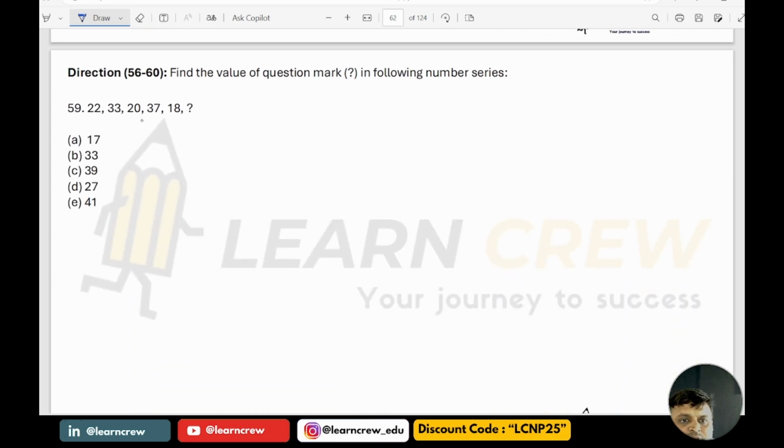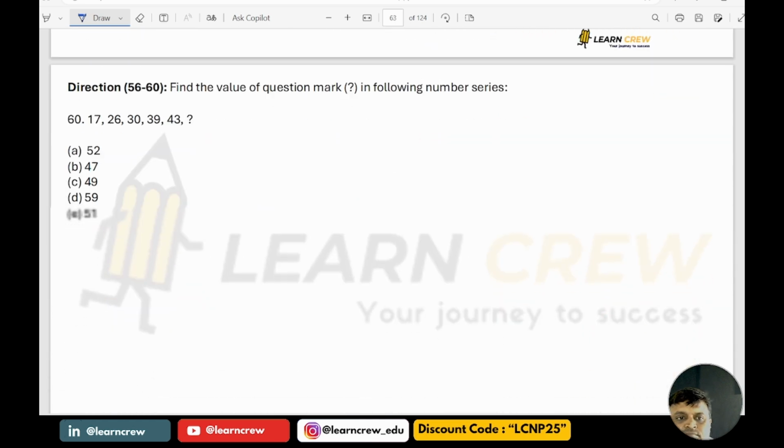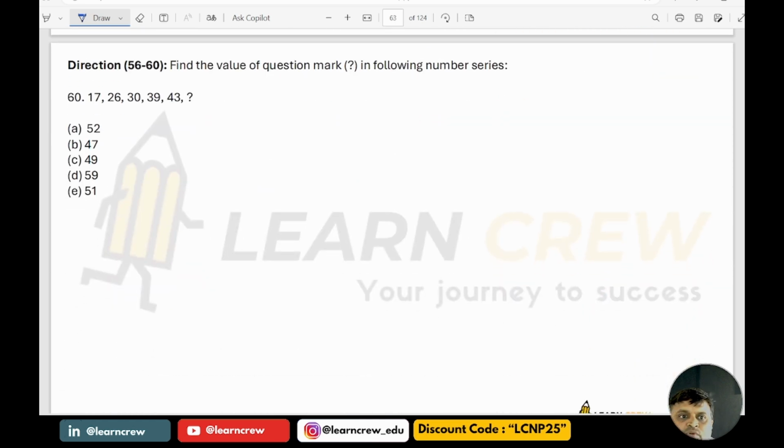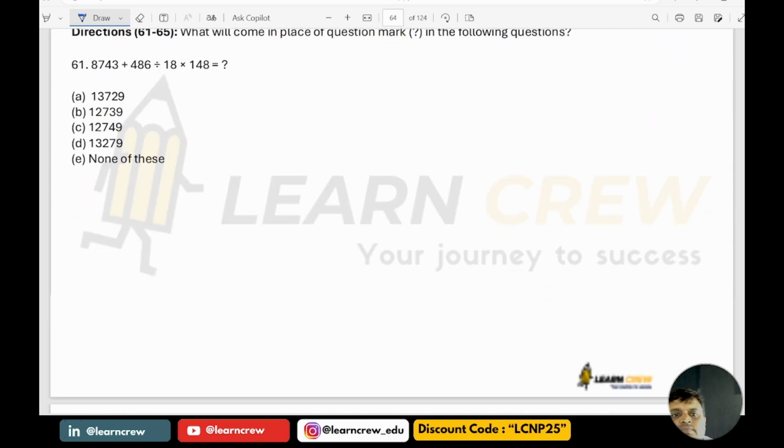22, 33, 20, 37, 18. 22, 20, 18. 33, 37, 41. Now 17, 26, 30, 39, 43. So here plus 9 plus 4. Here also plus 9 plus 4. Again you have to get plus 9. 43 plus 9, 52. 52 is the answer.